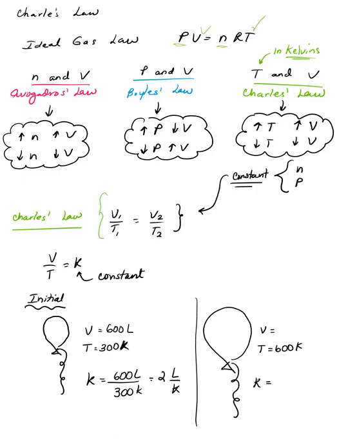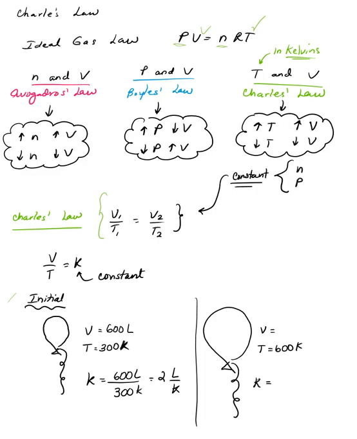So I have here an example. If we have a balloon at 300 kelvins, temperature is always in kelvins, the volume for that balloon is determined to be 600 liters. We can actually calculate that constant, the volume divided by the temperature. With this example, you're getting 2 liters per Kelvin.